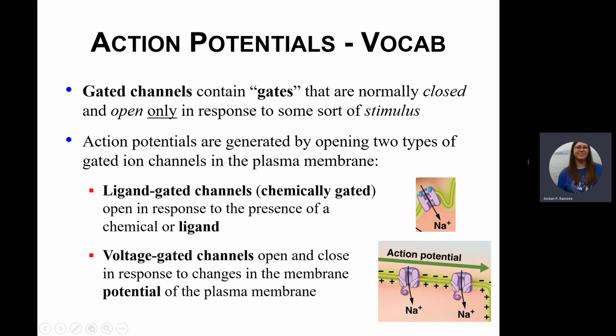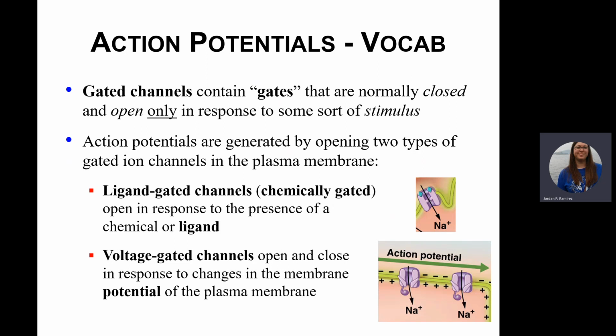All right, so gated channels contain gates, like a door, that are normally closed and open only in response to some kind of stimulus. You have to have a very specific key to open this. Action potentials are generated by opening 2 types of gated ion channels in the plasma membrane. You can have ligand-gated channels, which are chemically gated, or voltage-gated channels, which are electrically gated.